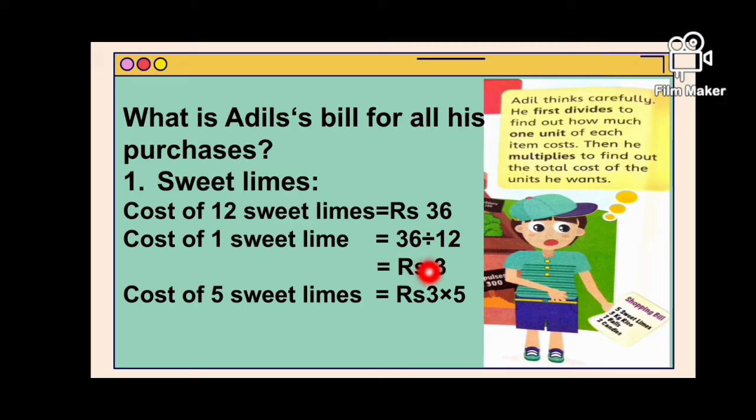The cost of 1 sweet line is 3. He multiplies the cost of 1 sweet line by 5 to find out the cost of 5 sweet lines. The cost of 5 sweet lines is rupees 15. Means Adil pays rupees 15 for the cost of 5 sweet lines.